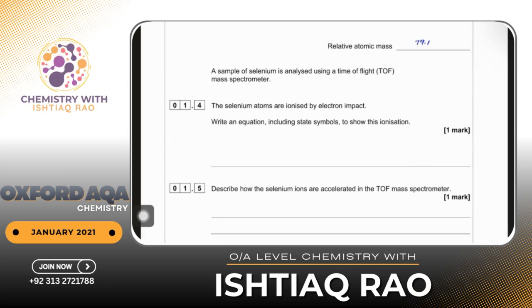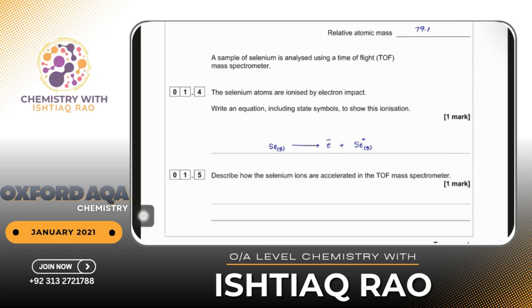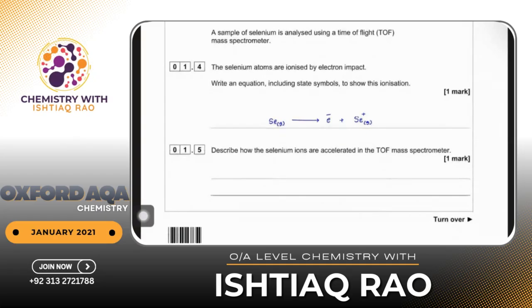Write an equation including state symbols to show this ionization. The selenium atoms are ionized by electron impact in the mass spectrometer. So selenium gas is going to lose an electron to form a cation of selenium in gaseous form.